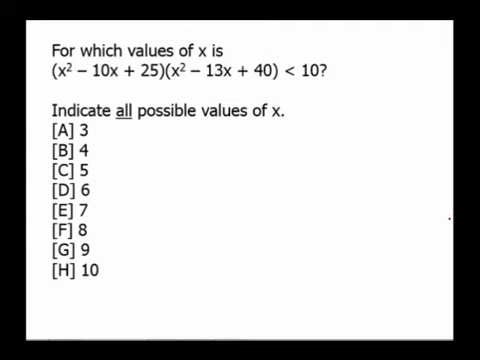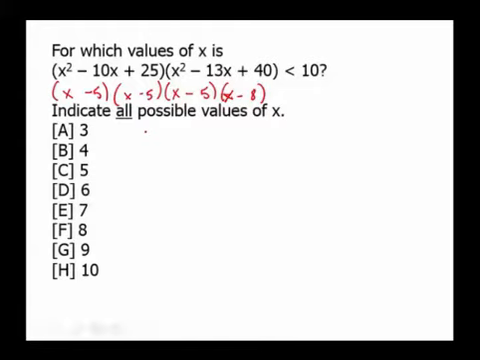Okay, so this looks like it could be a very tricky one, but what we're going to do is first of all factor these two quadratics. And so this one you may recognize as a perfect square. It factors to x minus 5 times x minus 5. This one we can factor. We need a product that equals positive 40, a sum that equals negative 13. That would be negative 5 and negative 8. So negative 5, negative 8.